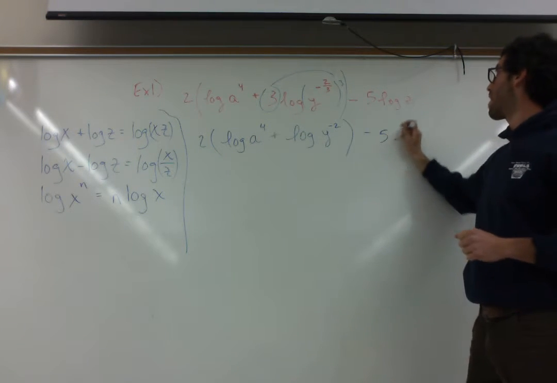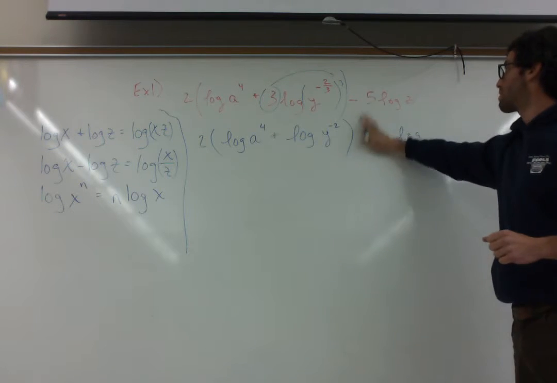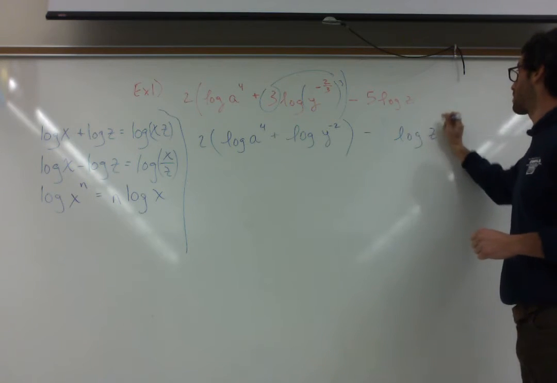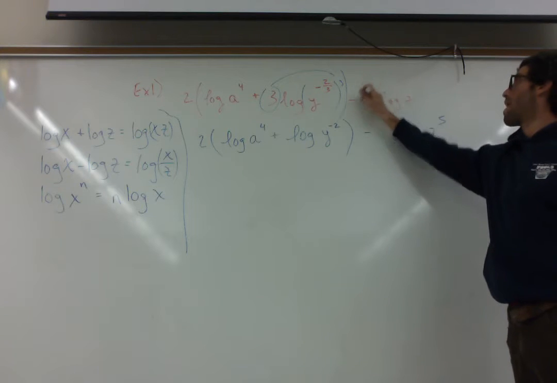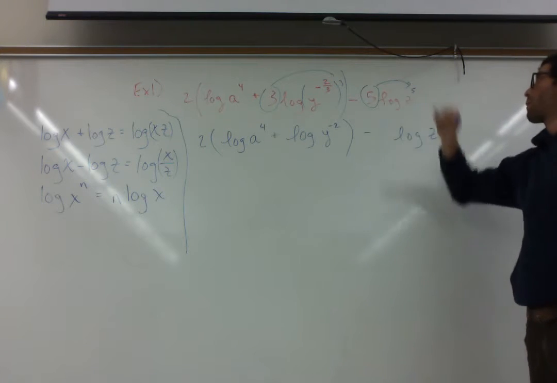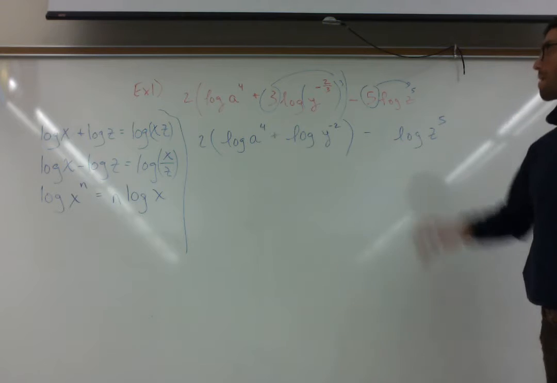And minus 5 log z. Actually, in one step, let's move the 5 up there. Because again, we know we're going to need a coefficient of 1 eventually. So I just brought the 5. I raised z to that 5th power. All right? So that would be my first move.